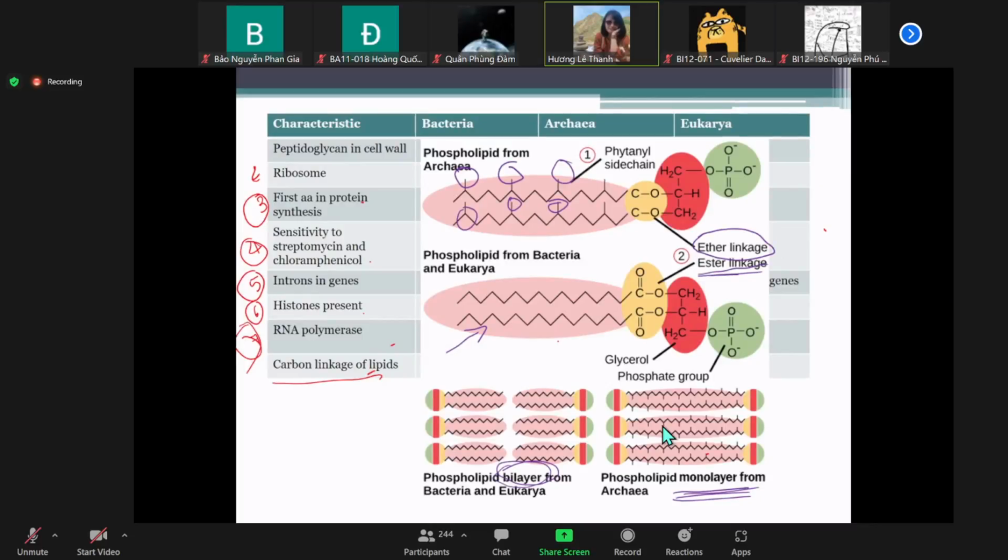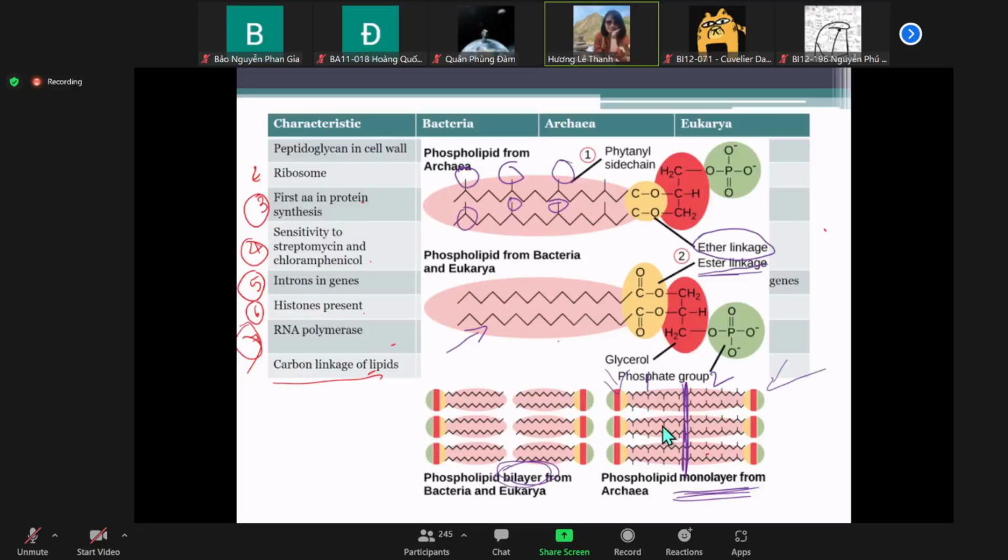It's actually two phospholipid monolayers, one monolayer that has two polar heads here, and this fusion makes this membrane more rigid and better able to resist the harsh environment.